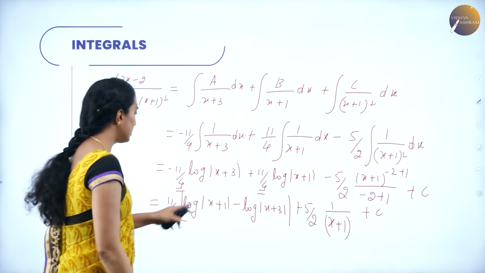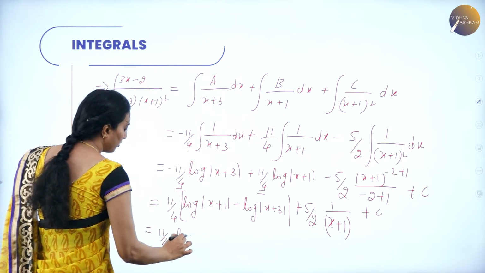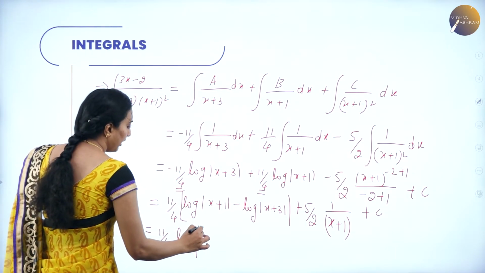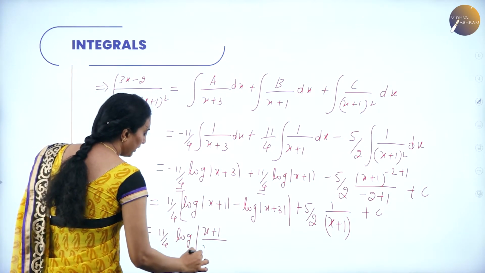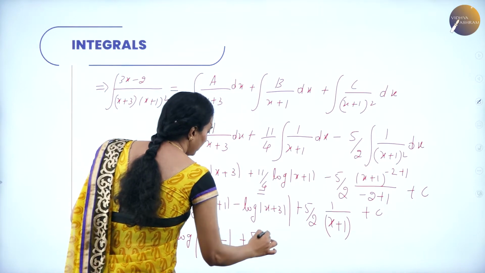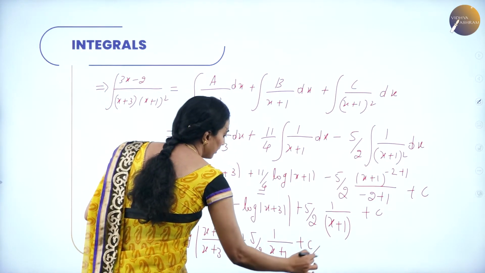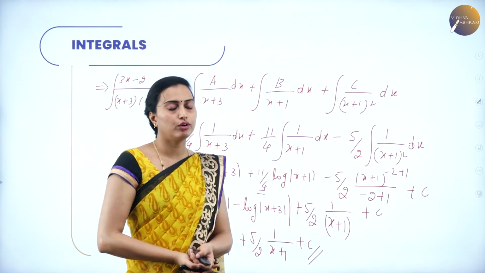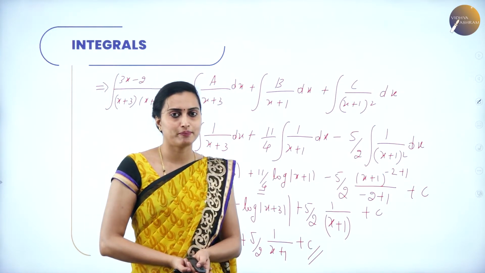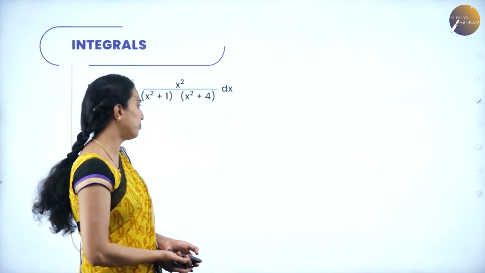Now, you can write this in the form of what? 11 by 4 into log of modulus of x plus 1 divided by x plus 3, plus 5 by 2 into 1 divided by x plus 1, plus c. And this is your final answer. Dear students, I hope you understood this one. Now, we'll be moving on to the next problem, dears.